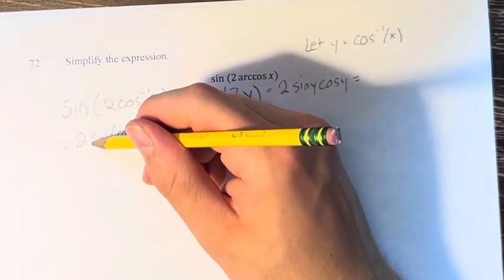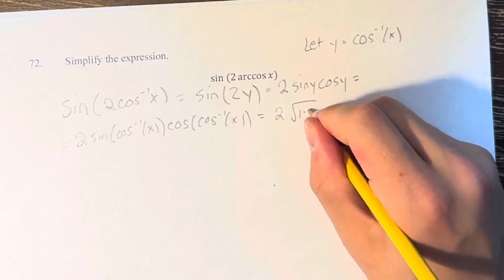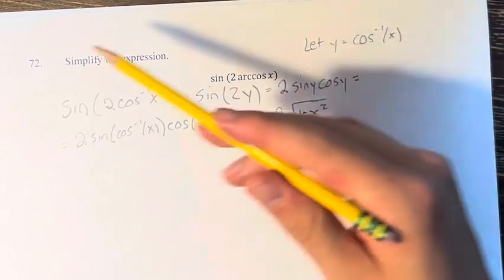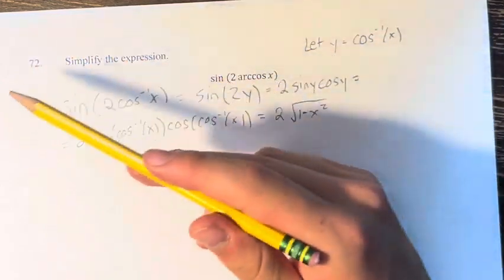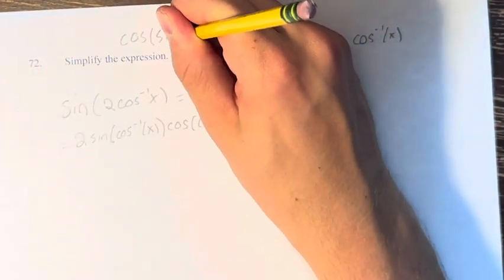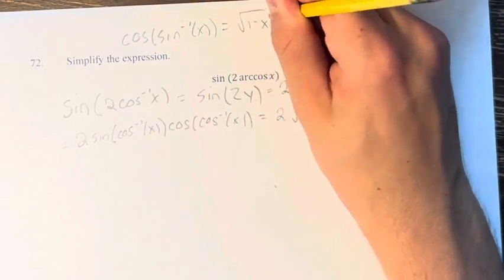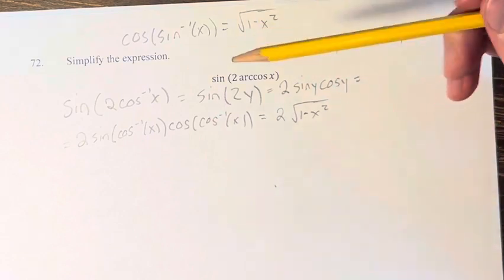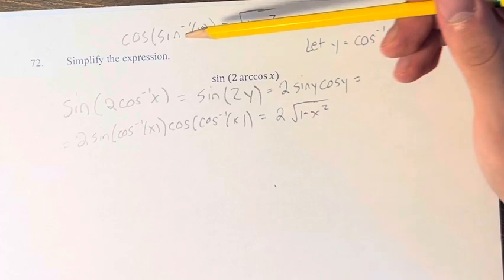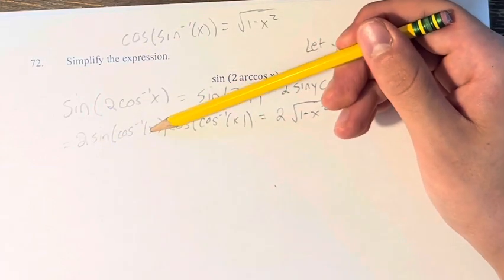The sine of the inverse cosine of x is equal to the square root of 1 minus x squared. If you're wondering how I know that, it's because in problem 69, 3 problems ago, I just proved that the cosine of sine inverse of x equals the square root of 1 minus x squared. And if you want to understand how to do this proof, you can go back to that problem. But the same exact proof applies for sine of cosine inverse.